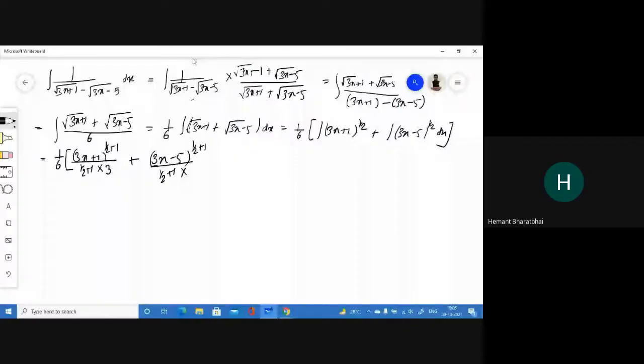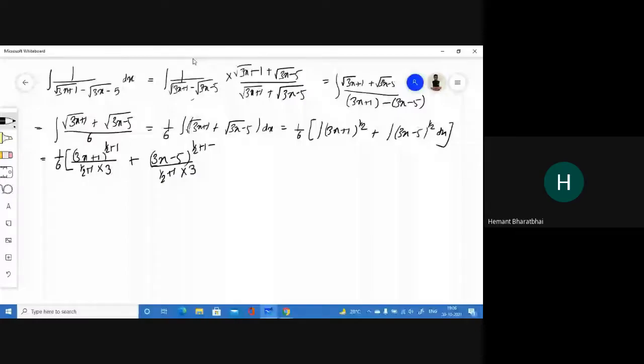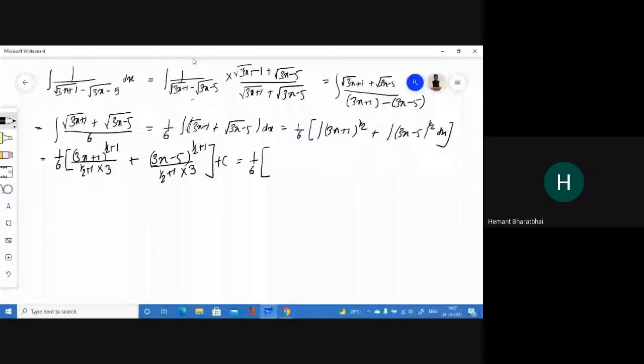What is the coefficient with x? 3. So you will have to divide with this 3 and then you can write plus c over here, something like this. So I get 1 by 6, raised to 3 by 2. So here also this 3 by 2, this 2 goes up, and this 3 and this 3 I'm taking common outside. So 6 into 3, this becomes 18.